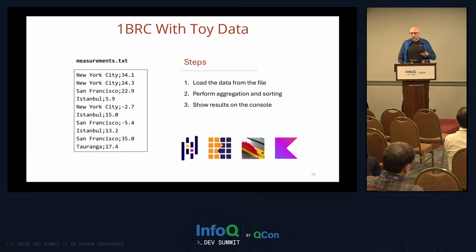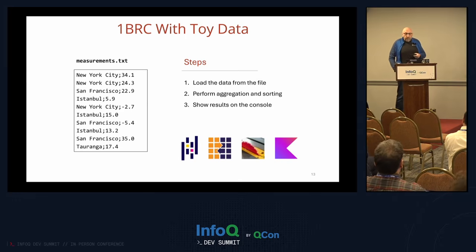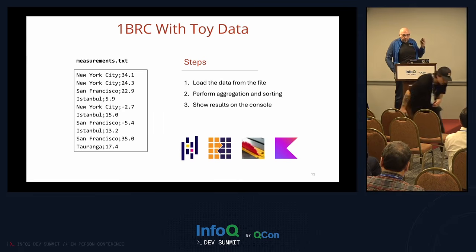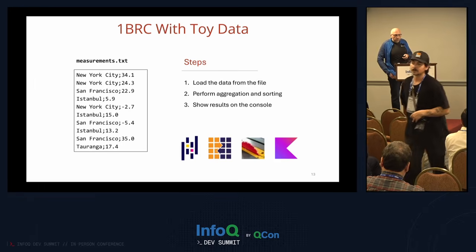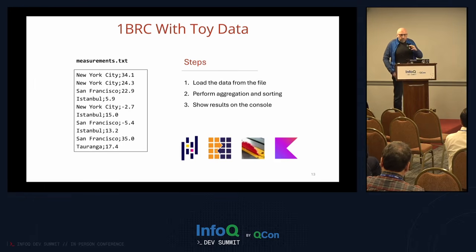Kotlin comes with a DataFrame library. It's not Java, but it runs on the JVM, so it's an option that is available to folks working on the JVM. And people seem to be intrigued by all things Kotlin, so I decided to throw it in there. The file format is what you see here. This is what the actual file looks like, except in the real challenge, there are 1 billion rows in there, and the code you're going to see will work with 1 billion rows or however many.